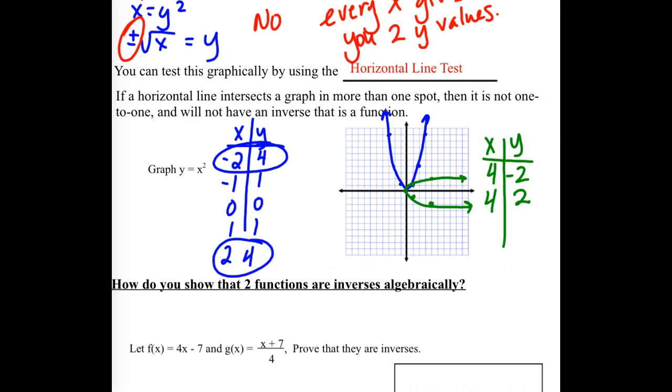In other words, if I draw any horizontal line through that parabola, is it going to hit my graph in just one spot? No, it's hitting it in two spots. So because it fails that horizontal line test, that tells me that when I find the inverse, it would fail a vertical line test. Does that make sense? So you can decipher whether the inverse will be a function without actually knowing what the graph of the inverse looks like. You can base it on the original graph.